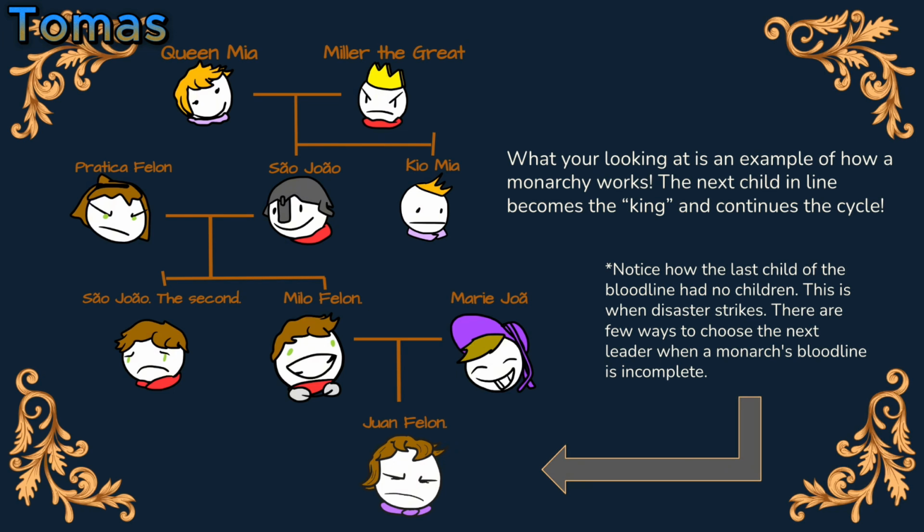There are a few ways of choosing the next leader, and one of those ways is passing it on to another family member, such as an uncle or aunt or something like that.